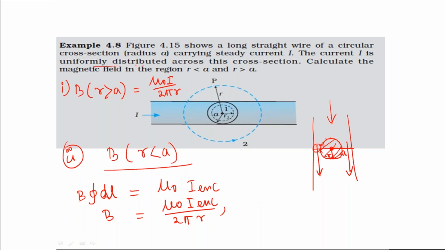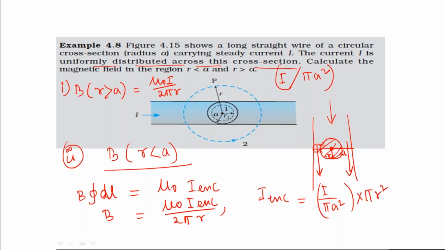See, the current was uniformly distributed over the cross section. That means I can find the current density. This is the total current I passing through the area pi a square, so I can find the current passing through unit area. Since it is so, the I enclosed will be the current passing through unit area times the area of the Ampere loop, which is pi r square. Okay. Now pi goes off.